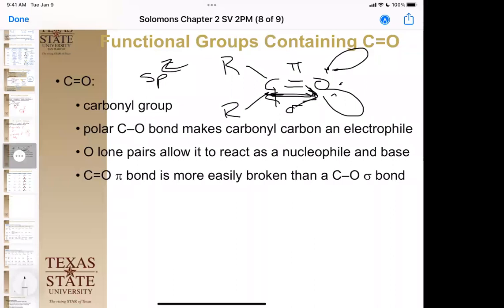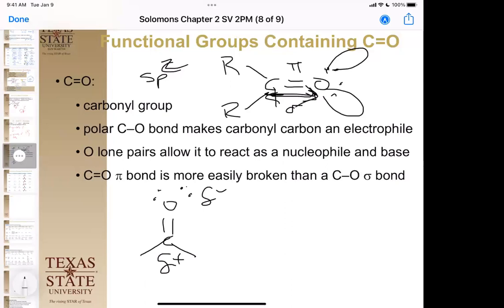Okay. And we see that that pi bond is the one that's going to break first. You have to break that pi bond first. It's more reactive. Just like when you have an alkene, the pi bond breaks first and then the sigma bond. We're going to see that happen. So if we look at that as a polar compound with our lone pairs here and our carbon down here, this carbon is partially positive. This oxygen is partially negative.